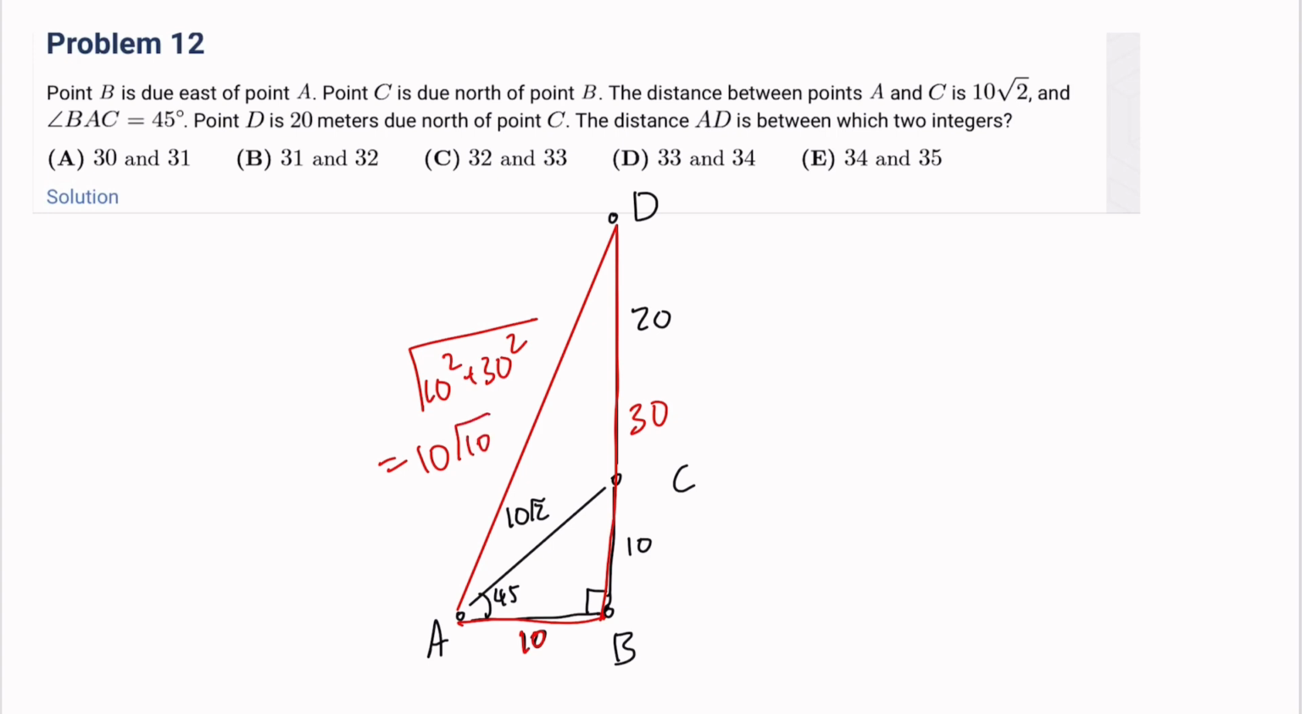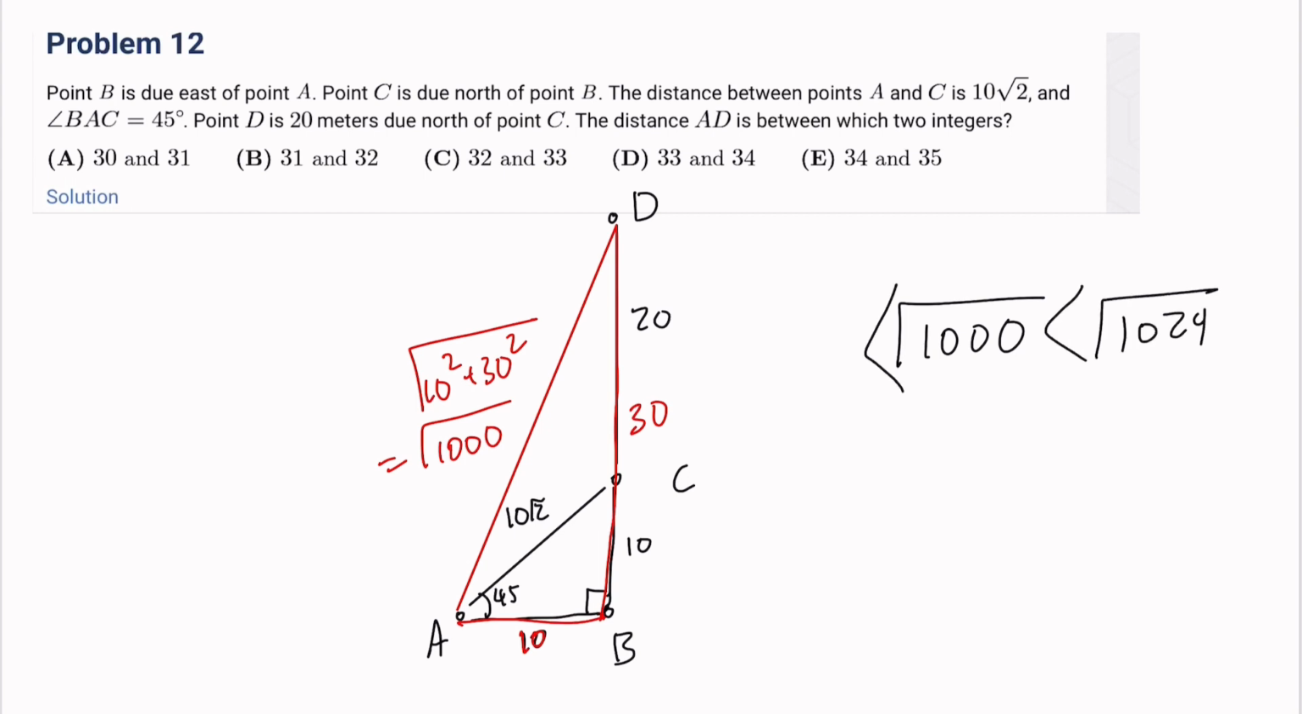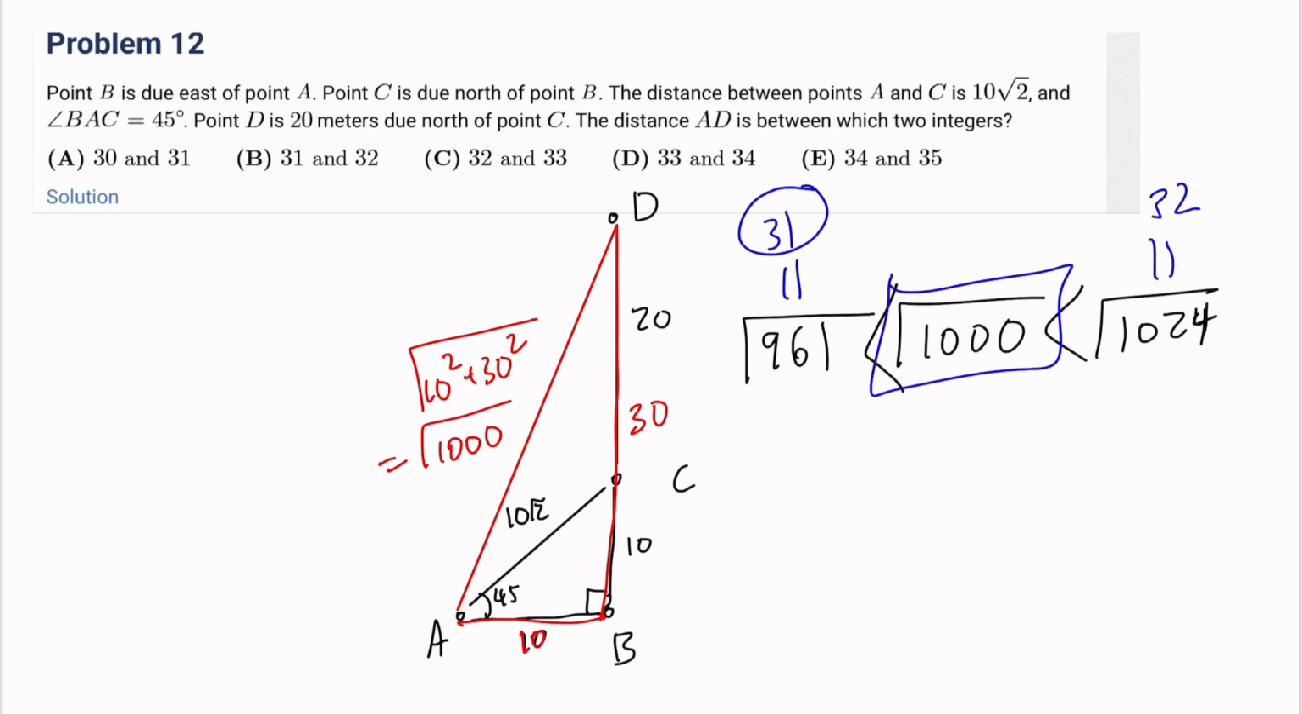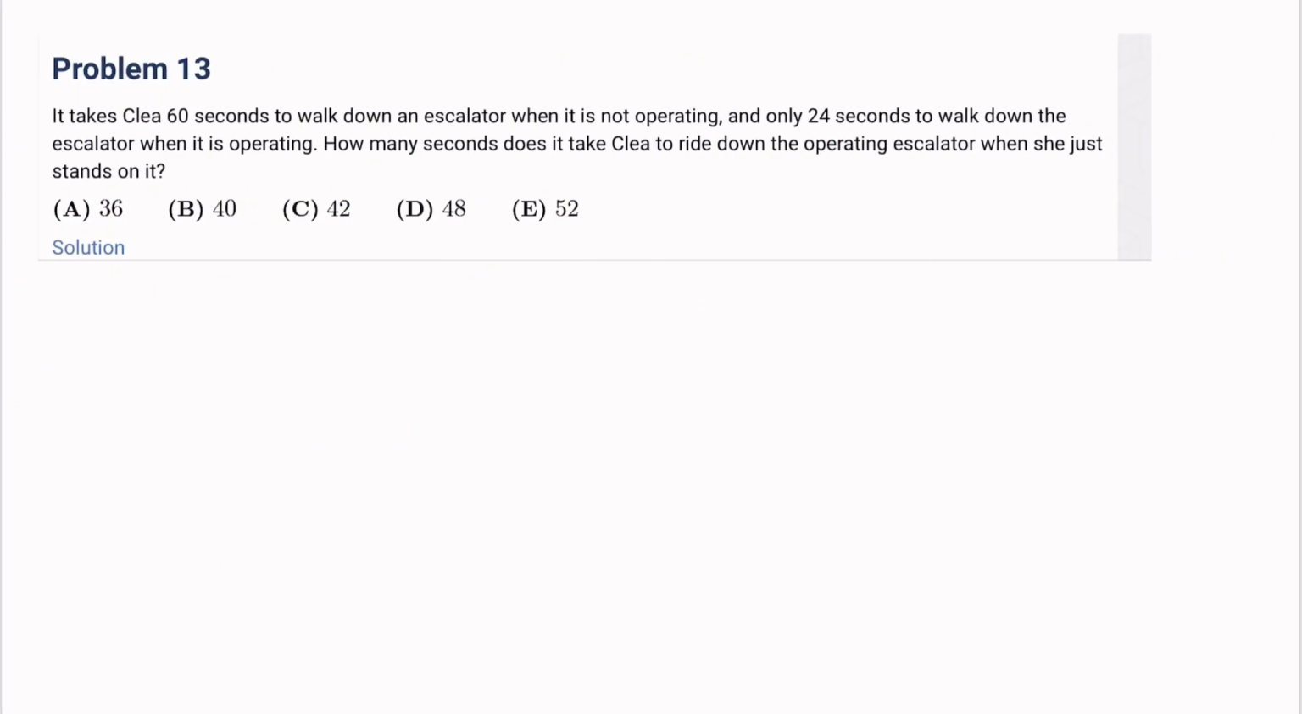And so we need to find where 10 root 10 is between, let's just leave that to be root 1000. And we can see that root 1000 is less than root 1024, and it is greater than root 961, and we know that this equals 31 and this equals 32. So root 1000 is between 31 and 32. The answer is B.